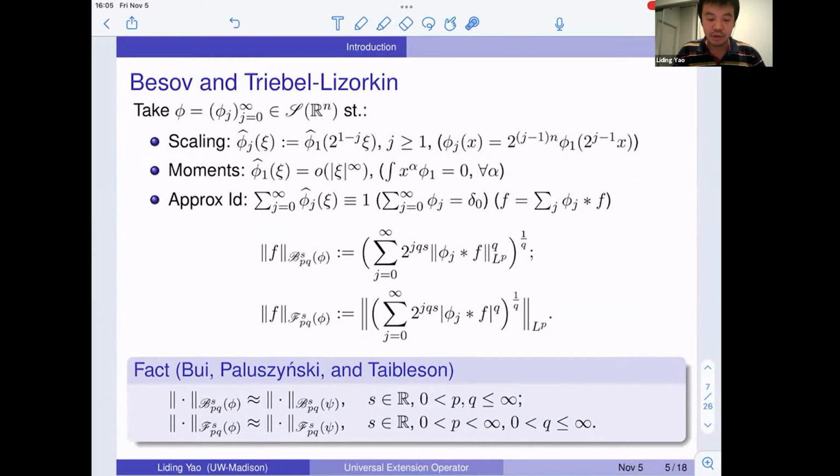Let me recall what the Littlewood-Paley family is. It's a family of functions V_j, j from 0 to infinity. They are Schwartz functions that satisfy the scaling conditions, the moment conditions, and the approximate identity condition.